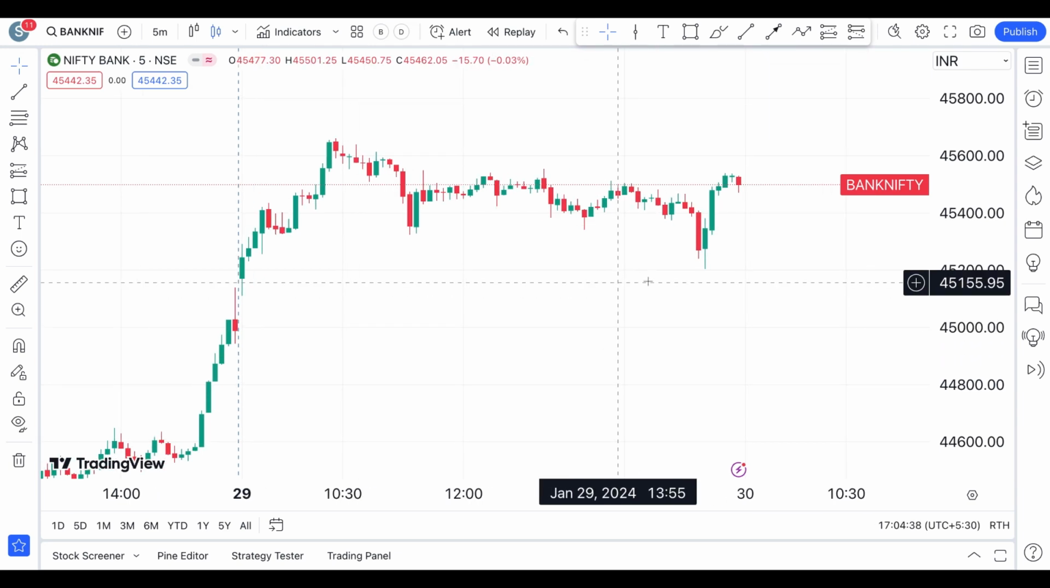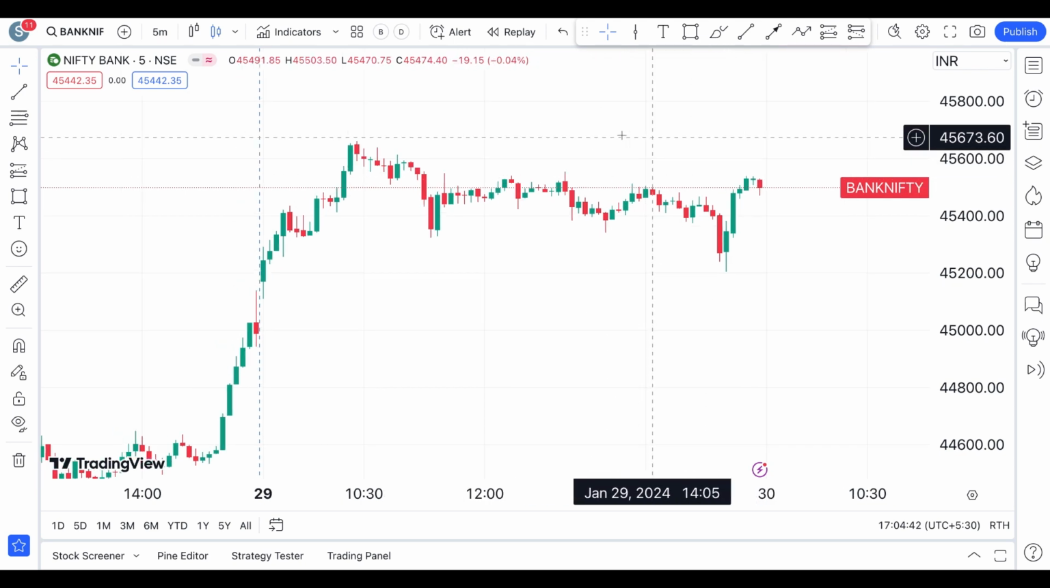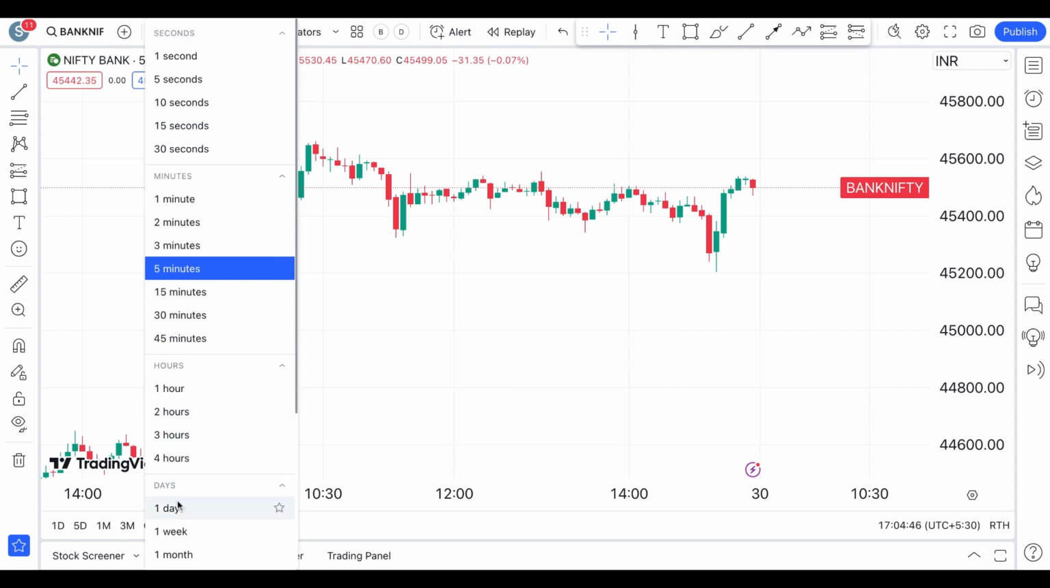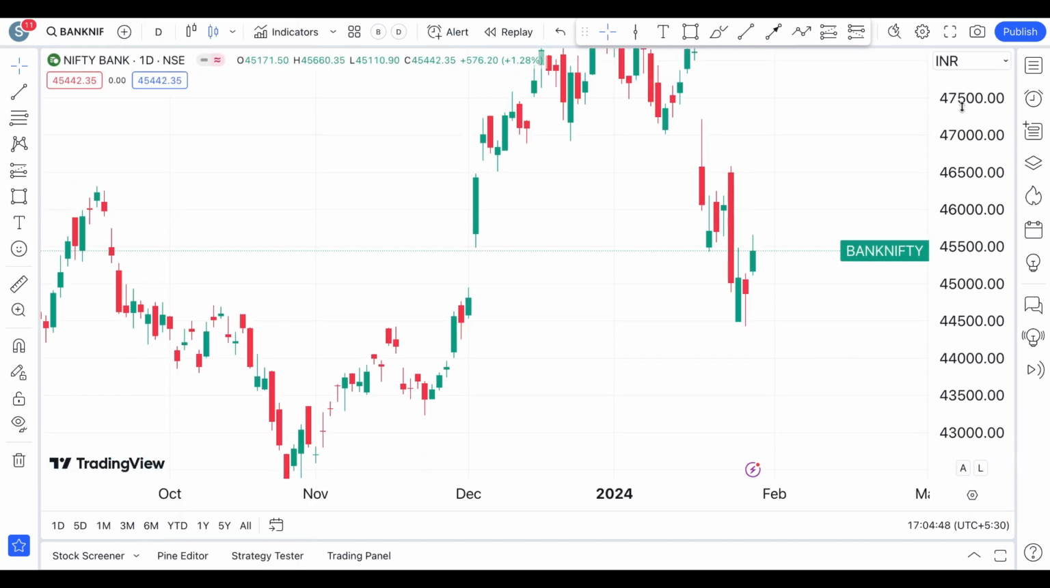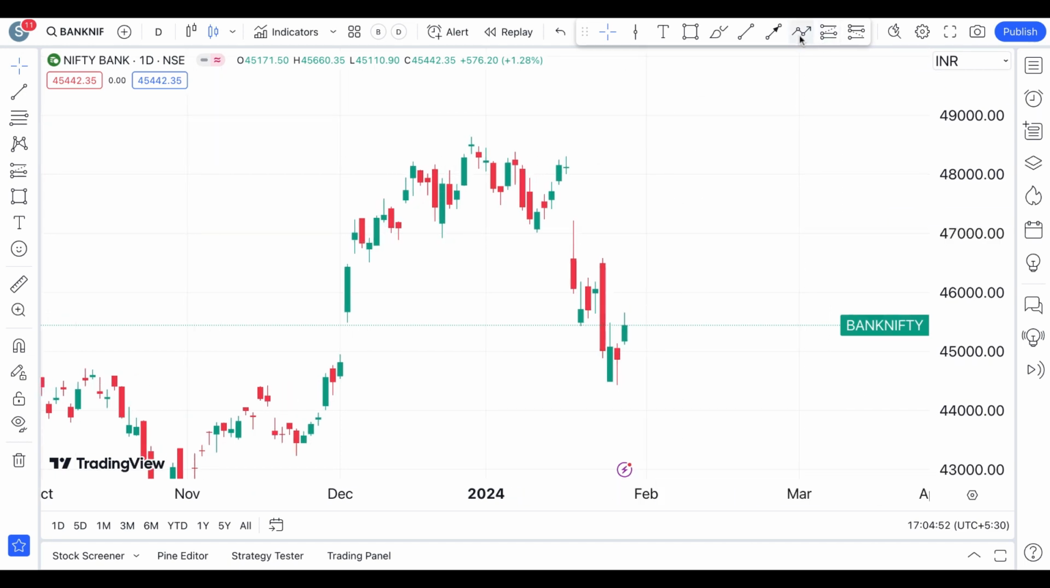So here we have the Bank Nifty chart. This is a 5-minute chart of Bank Nifty for today. But as usual, let's start from our daily chart and see how Bank Nifty is looking on a daily chart. So here we have the daily chart of Bank Nifty.